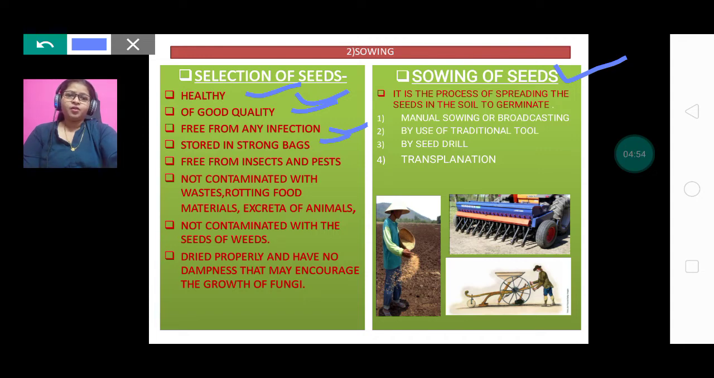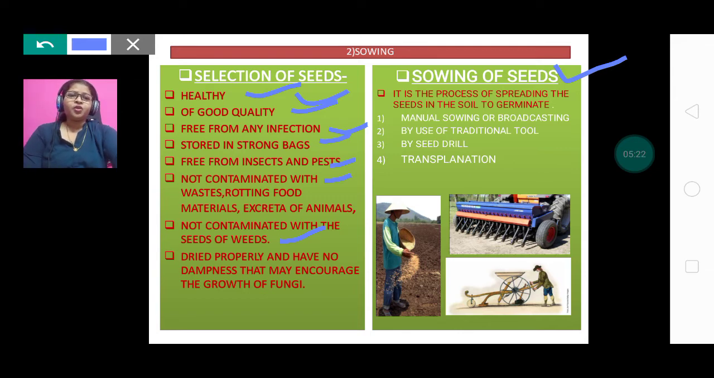They should be free from insects and pests. Seeds should not be contaminated with waste, rotting food materials, or excreta of animals. Seeds should not be contaminated with the seeds of weeds. And they should be dried properly and have no dampness that may encourage the growth of fungi. This is how we need to select the seeds. There is one activity also, I'm going to show you.